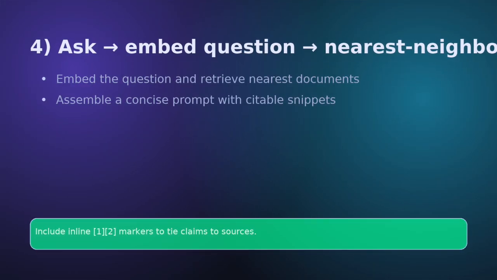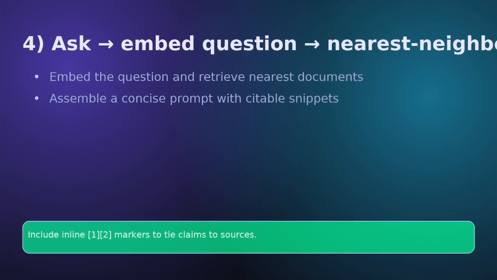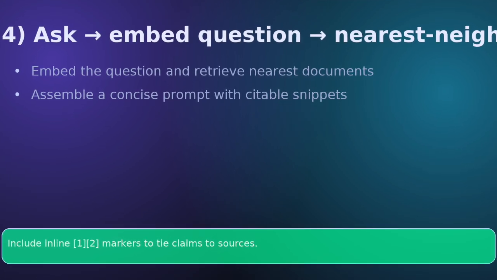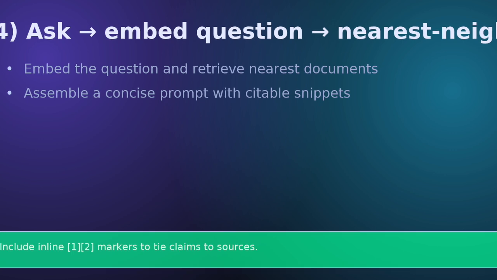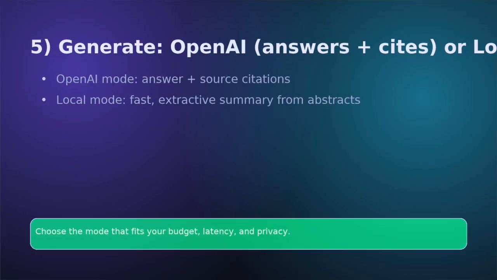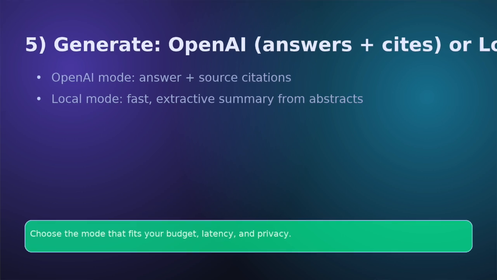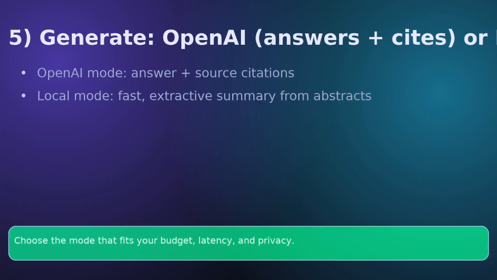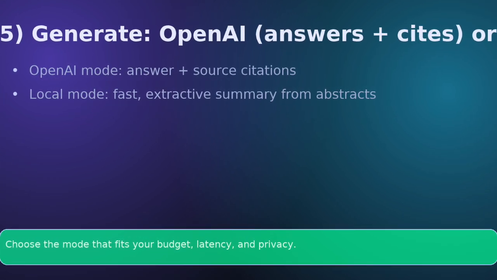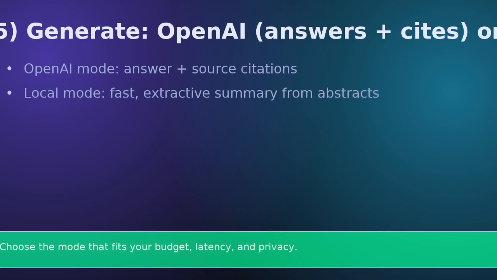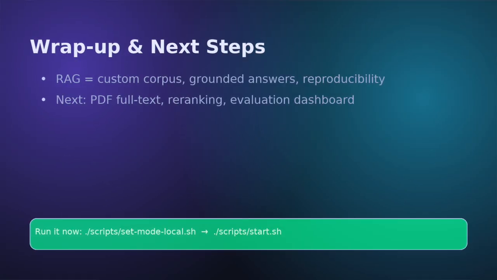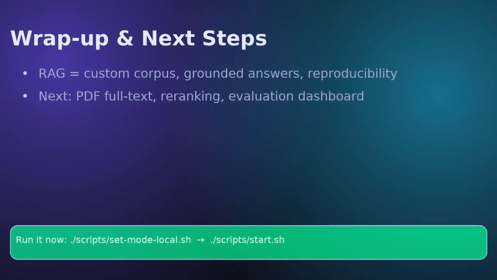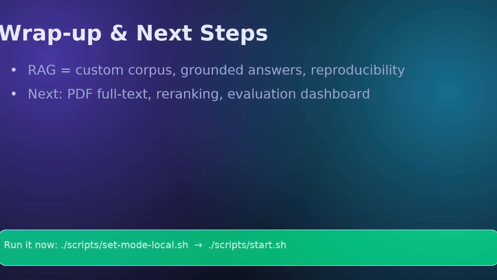And then, when you click ask, we embed your question, do a nearest neighbor search in Chroma, take the top K hits, and construct a prompt that includes short source snippets. Lastly, in OpenAI mode, we ask an LLM to answer and cite. In local mode, we do a simple extractive summary from the retrieved abstracts. The key is provenance. Every claim maps to a source. And today, we index abstracts for speed. Later, we can pull full PDFs, chunk them, and re-rank.